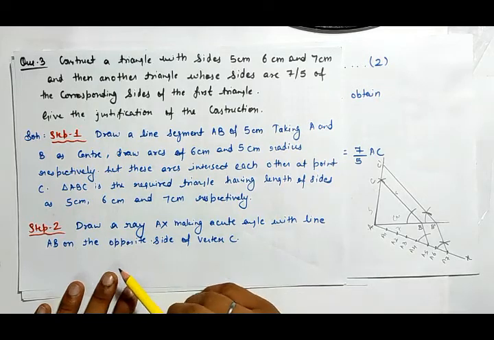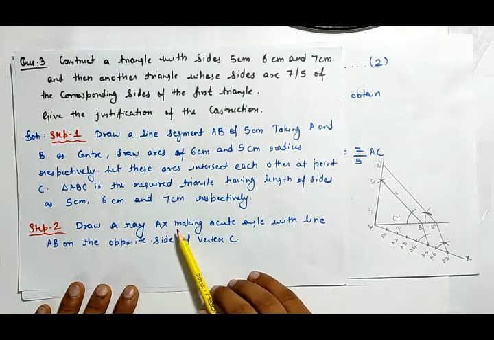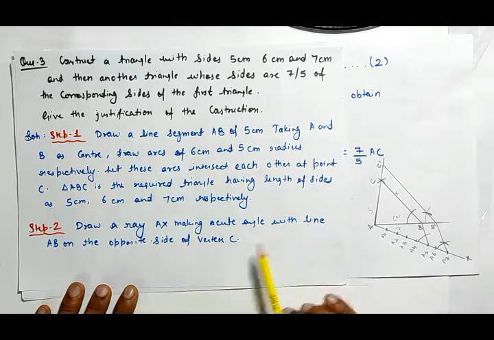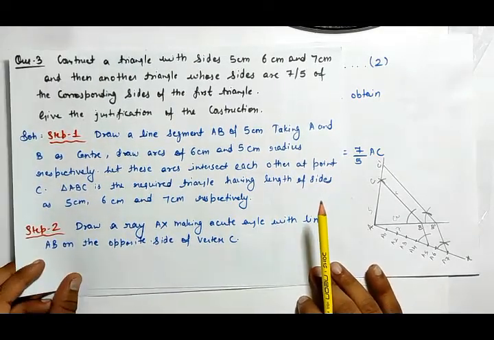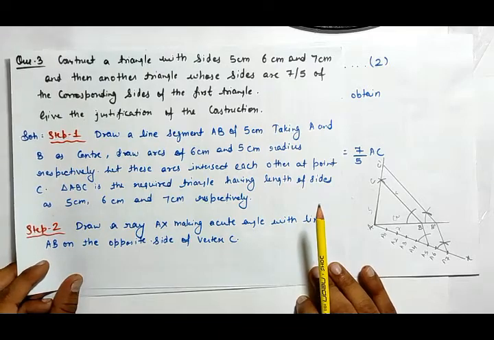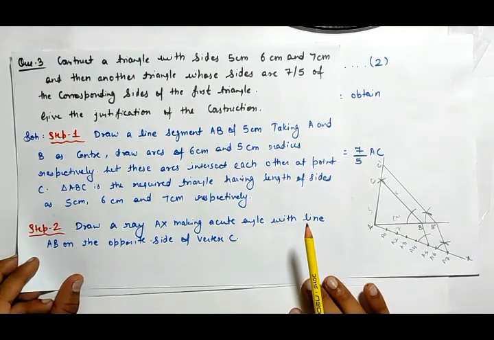Now let's move on to step number 2, that is draw a ray AX making acute angle with line AB on the opposite side of vertex. So we have to draw a ray AX with line AB on the opposite side of vertex.